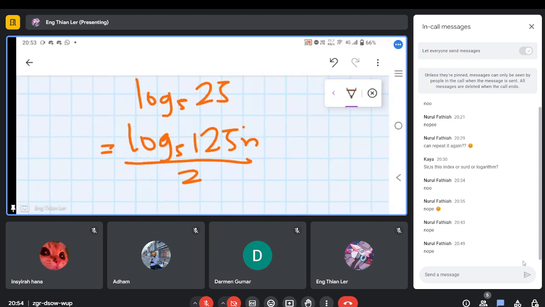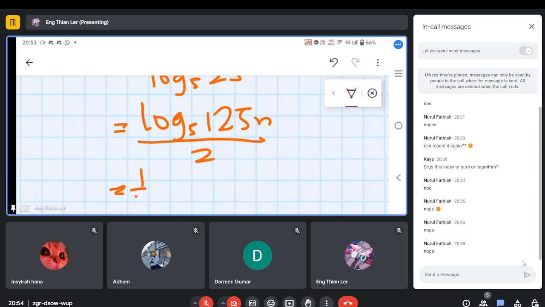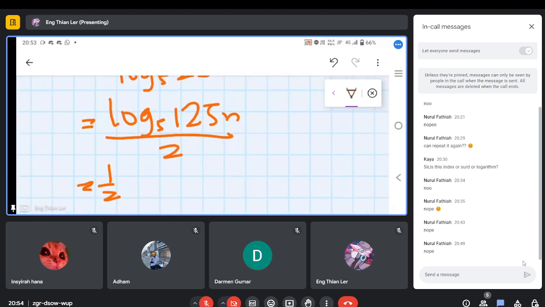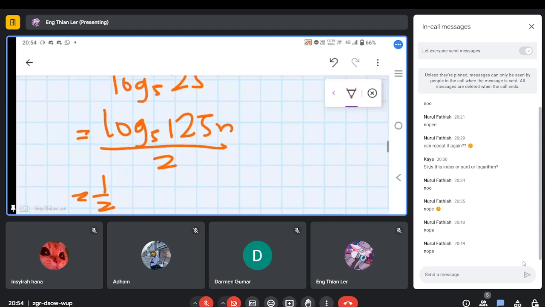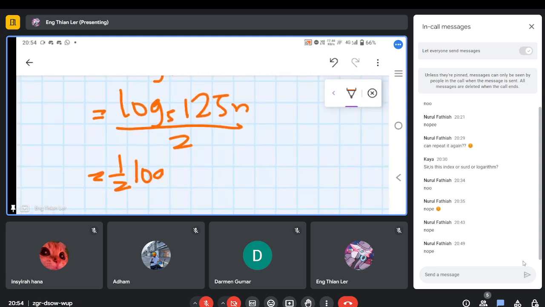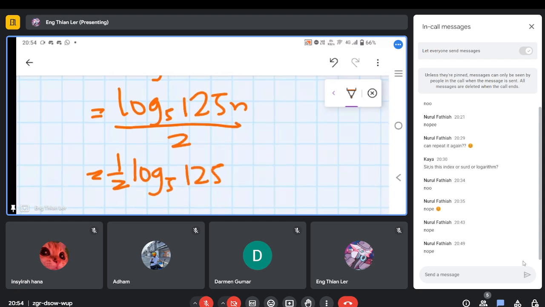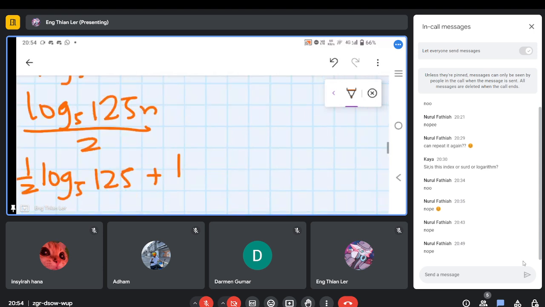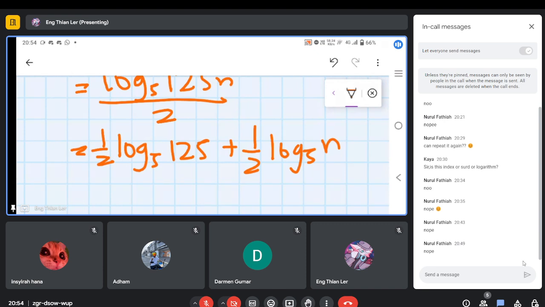The upper part we can apply a law of logarithm: log AB equals log A plus log B. So log base 5 of 125 plus, don't forget the 1 over 2. Okay, so now 125 is 5 cubed.